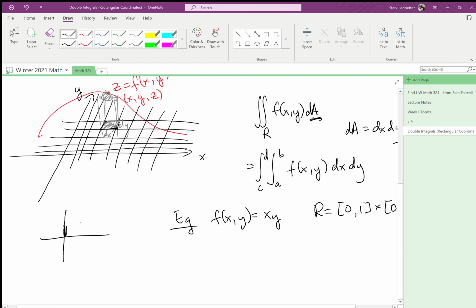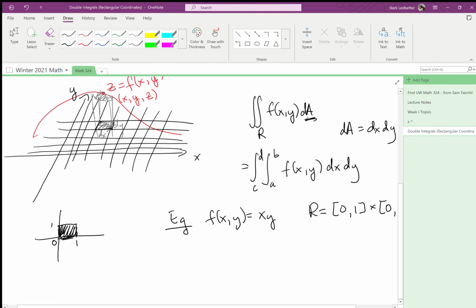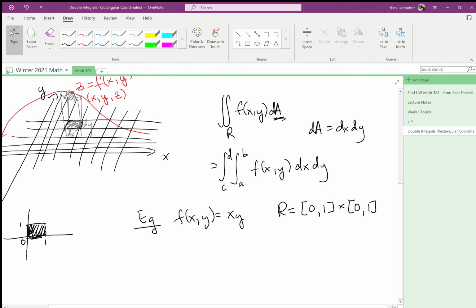You may not need to draw a picture of a rectangle, but in general, certainly for things that are not rectangles, you might want to draw the region. So that's the unit square, 0, 1 by 0, 1. Okay, so how do we integrate that? Well, x goes from 0 to 1 and y goes from 0 to 1. And we'll just have xy dx dy.